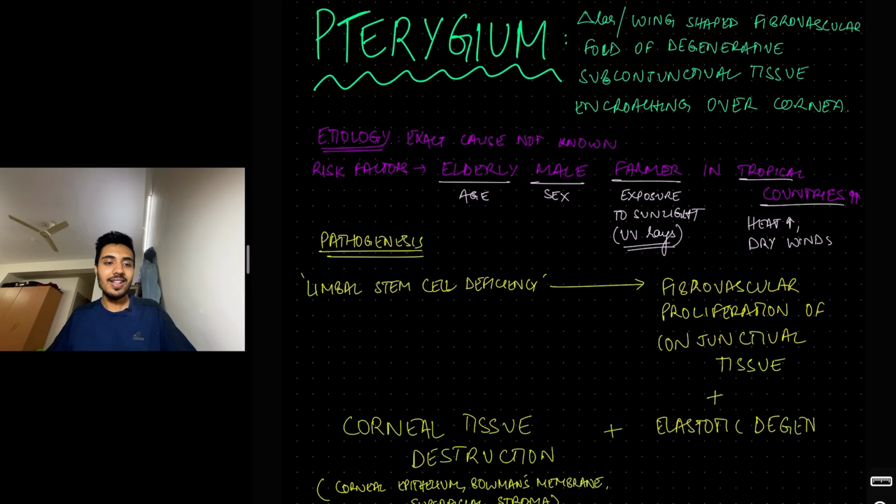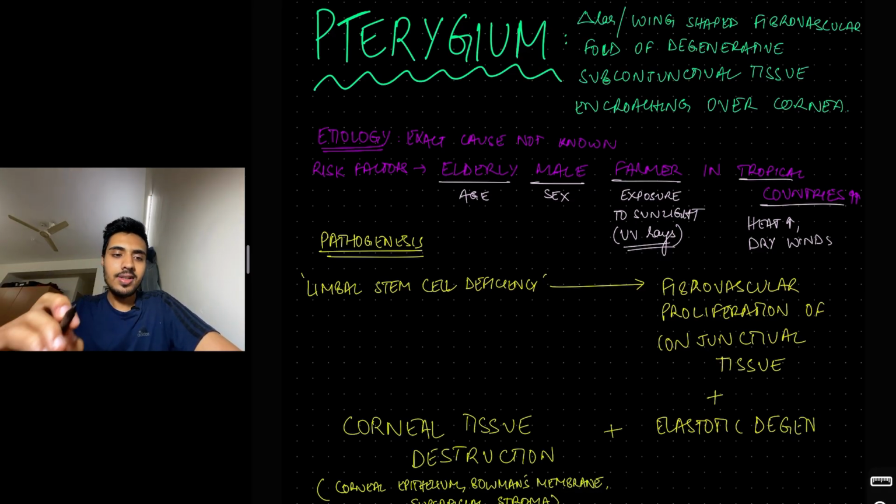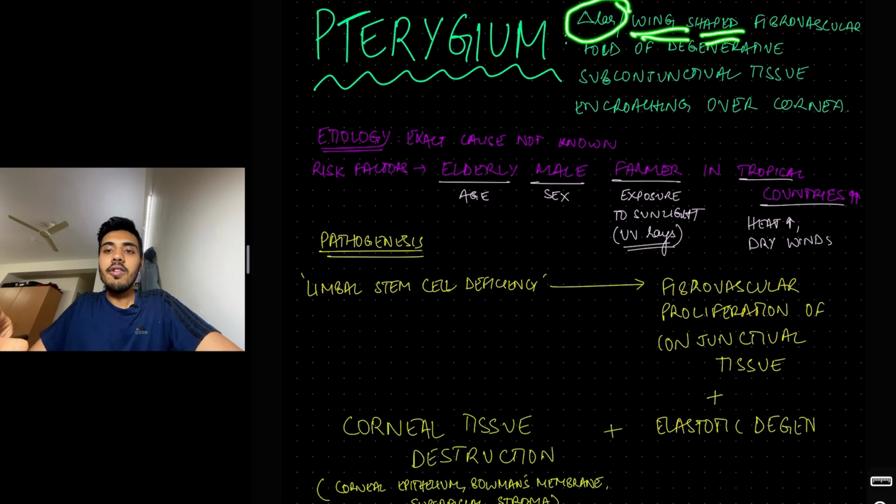Today we'll be covering another very important topic, short, easy, important, that is pterygium. Okay, let's get straight to it. So pterygium is a triangular or wing-shaped fibrovascular fold of degenerative subconjunctival tissue encroaching over the cornea.